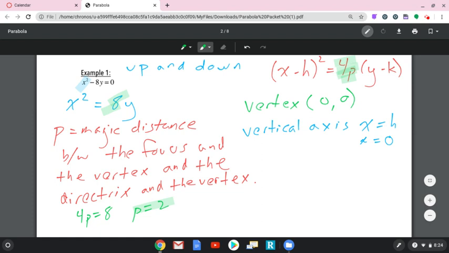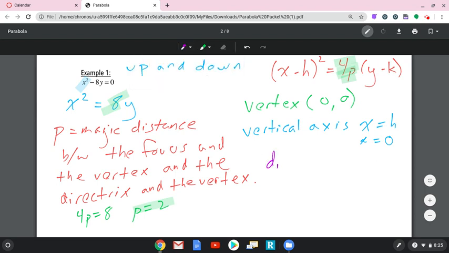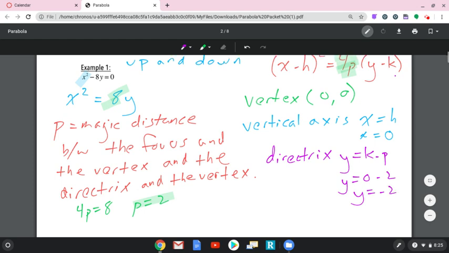So if I want to find my directrix first, let's take a look at that. If we find that directrix, the equation, when we wrote it down up there, was Y equals K minus P. Well, what's my K value of my vertex? K value was 0. P is 2. Y equals 0 minus 2. So Y equals -2 is my directrix.